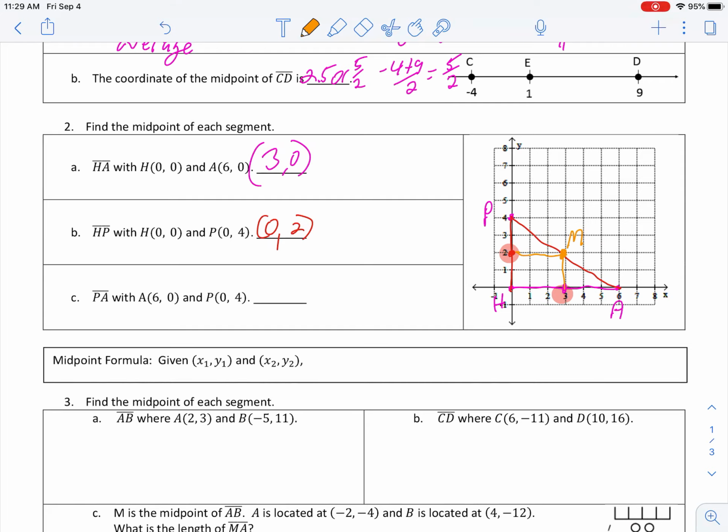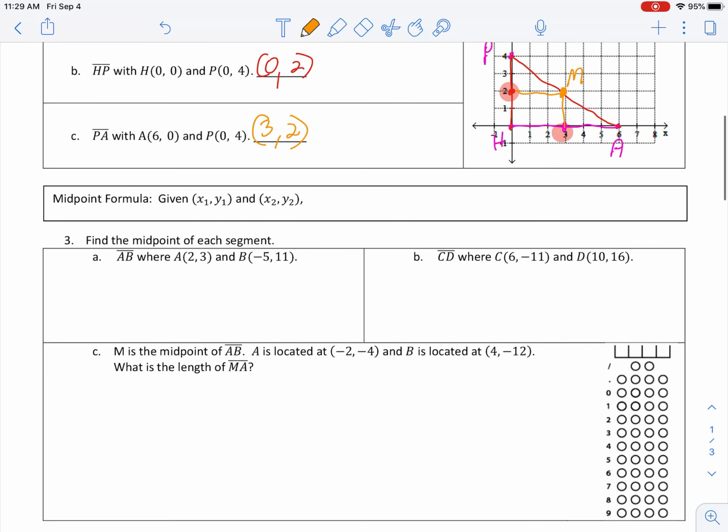So the midpoint is combined together as x is 3 and y is 2. Now, what we did there is, again, we could just look at the x-axis and we got 3. We could just look at the y-axis and get 2. But again, what you're doing behind the scenes is doing an average.